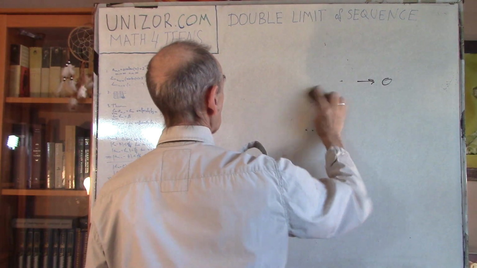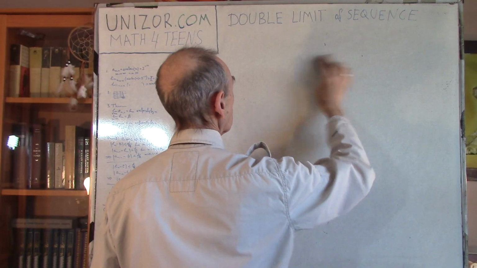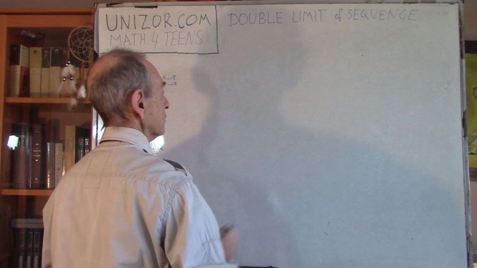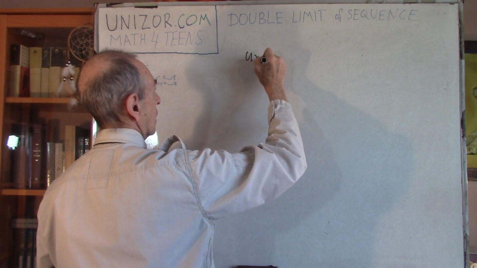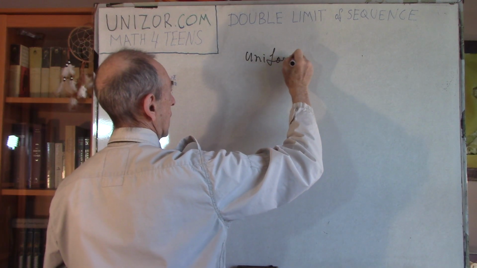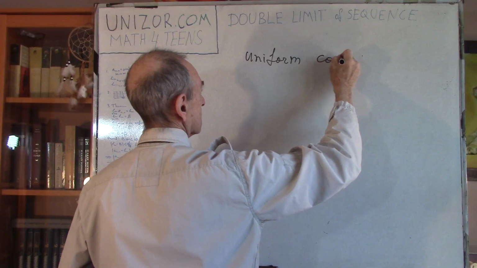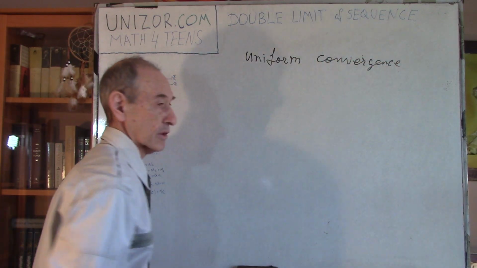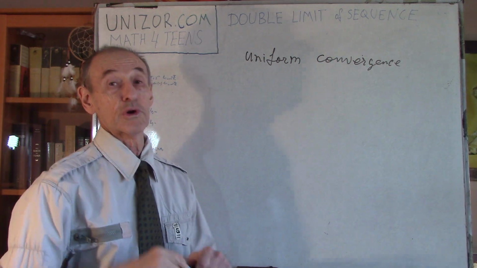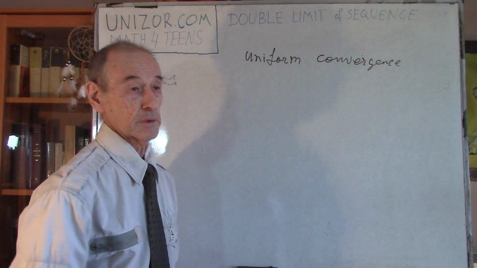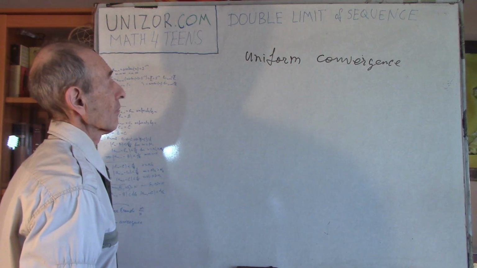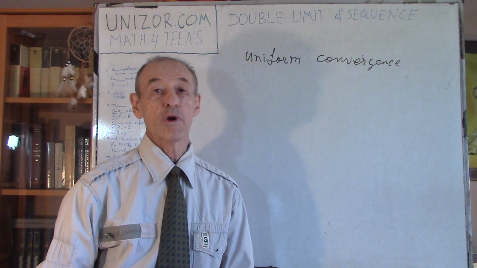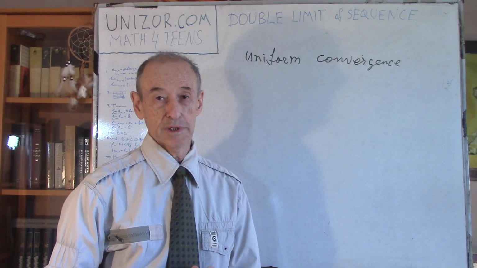Again, my purpose was, well, two purposes. One purpose was to introduce the concept of uniform convergence. So that's very important. It will be very important for limits of functions as well. We will do another lecture. And obviously some sufficient conditions for a double sequence to have a limit.